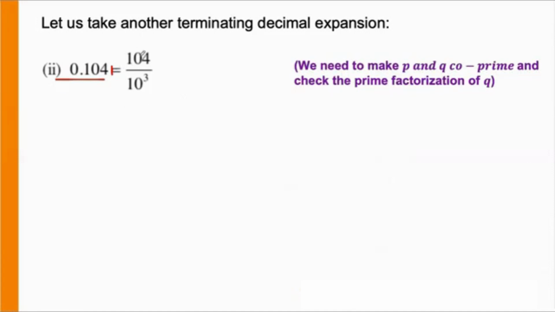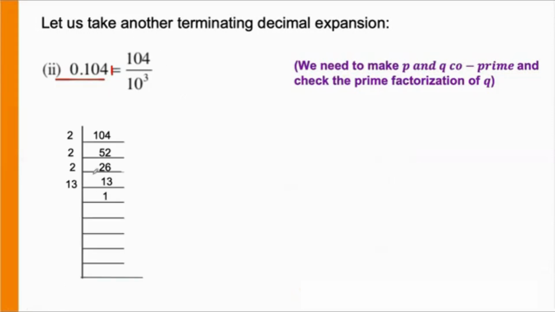0.104. It can be written as 104 upon 10 cube. We need to first make p and q co-prime, so we will prime factorize them. 104's prime factorization will give us 2 cube into 13, and you already know 10 cube will be 2 cube into 5 cube. In this case, 2 cube will cancel out, and so the co-prime form of this decimal expansion is 13 upon 5 cube.